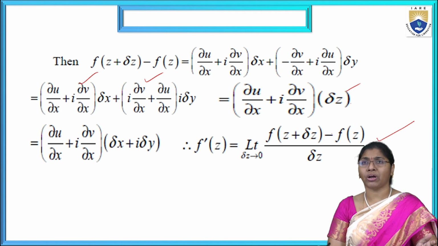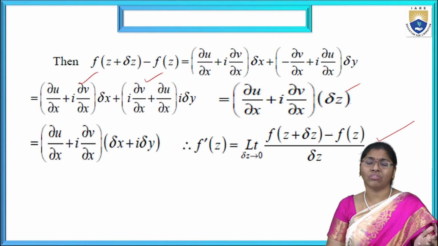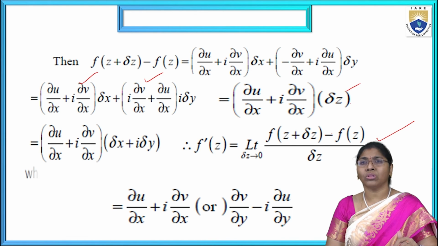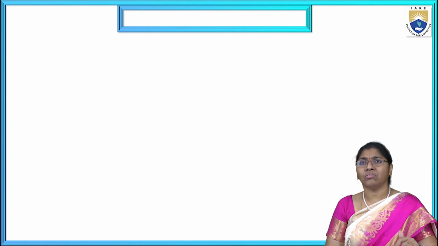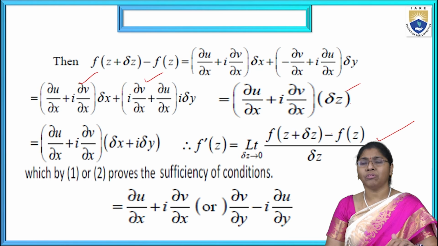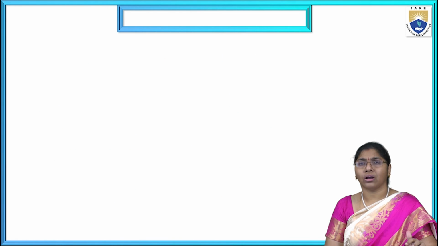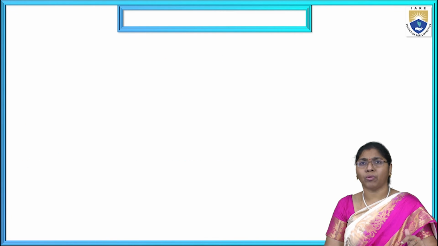This is the differentiation part of the CR equations. This is the sufficient condition part. Already the necessary condition is satisfied. Now the sufficient condition is also satisfied. Then both are the same. Then it is called the necessary and sufficient, the CR condition. The CR theorem is satisfied. Now the analytic function and the conjugate function, that is the third method, is called the conjugate properties.